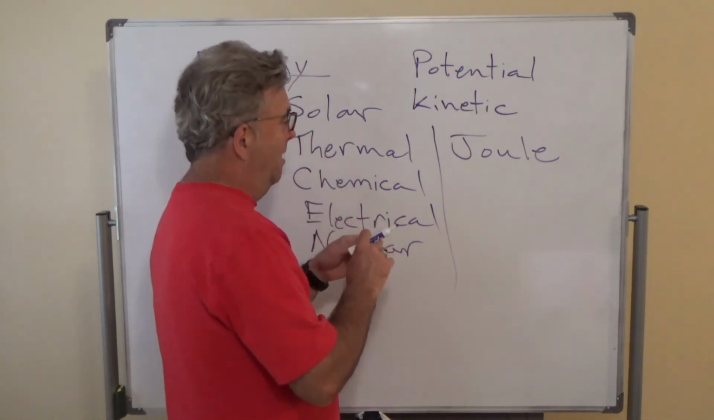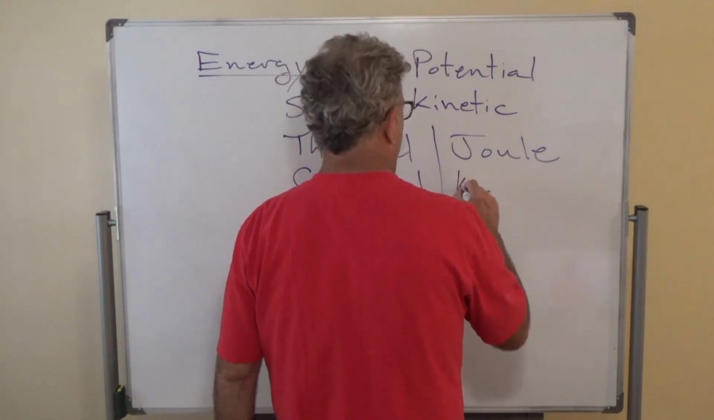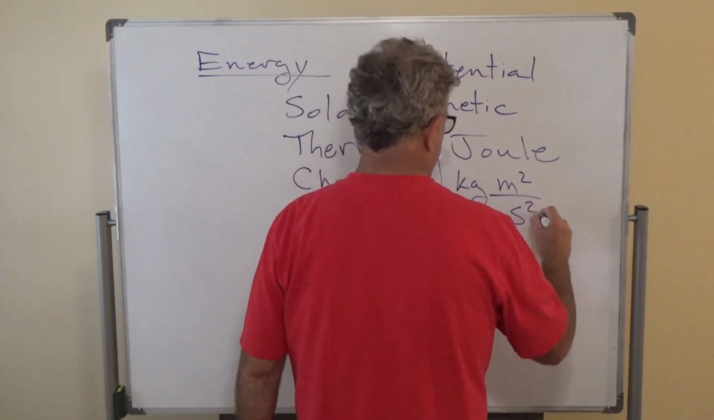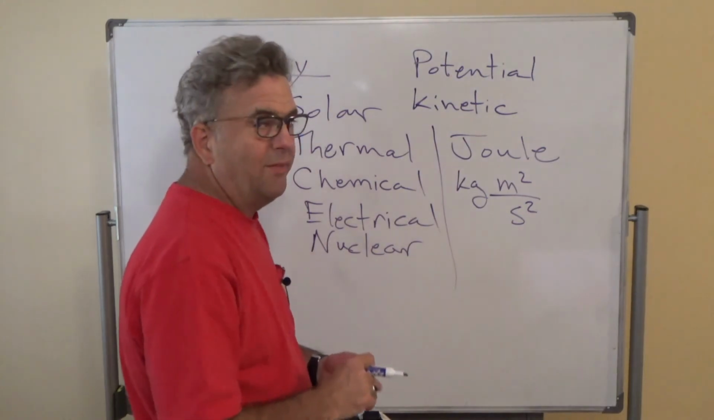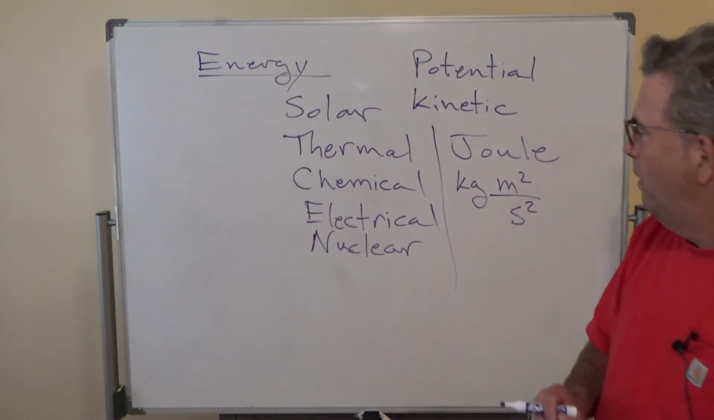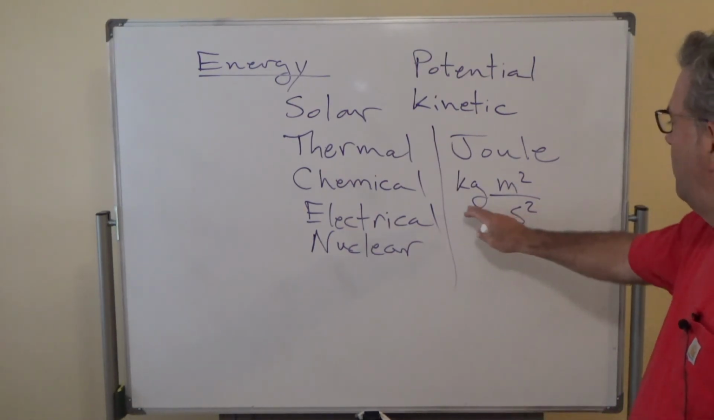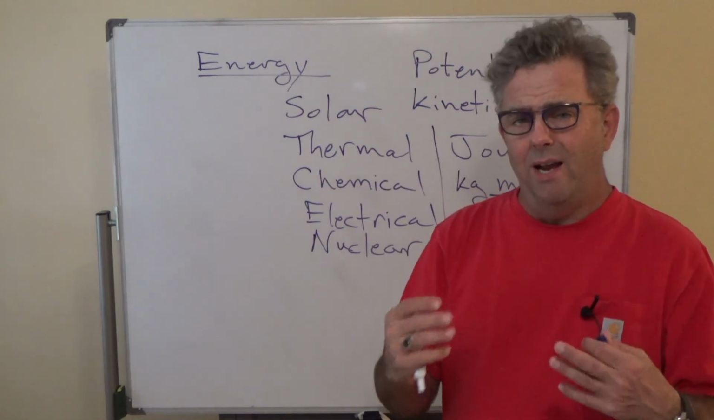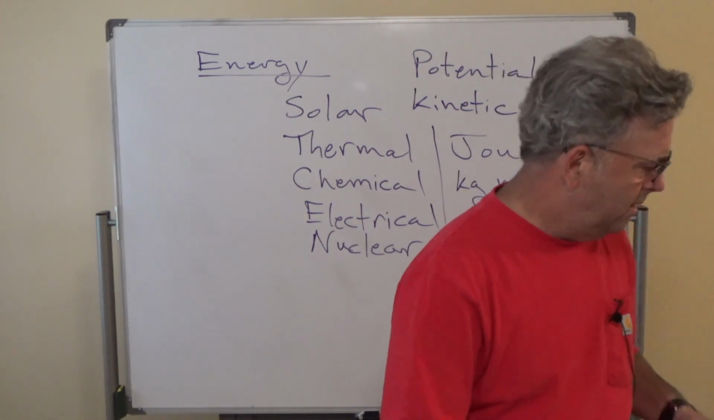Let's see. The fundamental units are a kilogram meter squared per second squared. And we'll talk about that in a minute. A joule is a kilogram meter squared per second squared. A joule is a tiny little bit of energy.